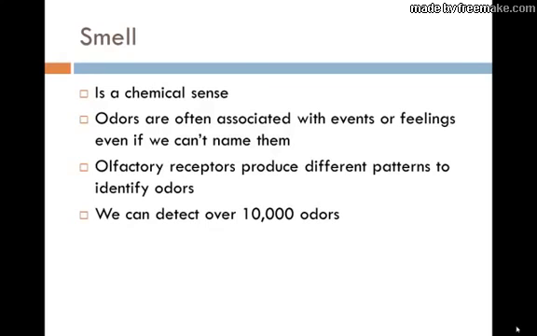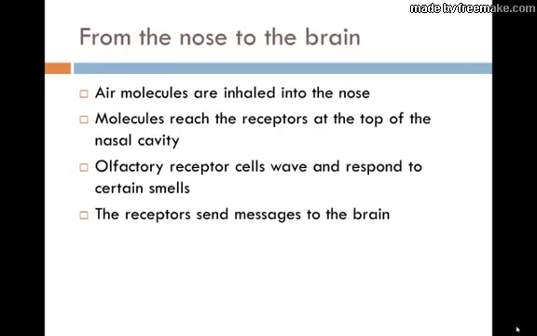Olfactory receptors produce different patterns, and that's how we identify odors. As humans, we can detect over 10,000 odors, although we're not particularly good at discriminating between the differences. So the way sensory information gets from our nose to our brain, first of all, air molecules are inhaled into the nose. Once those molecules reach the receptors at the top of the nasal cavity, those receptor cells wave and respond to certain smells. And those receptors then send the messages to the brain.